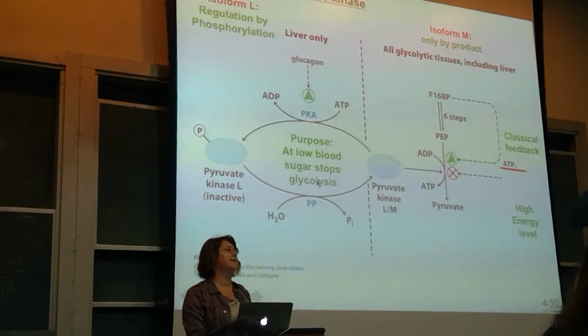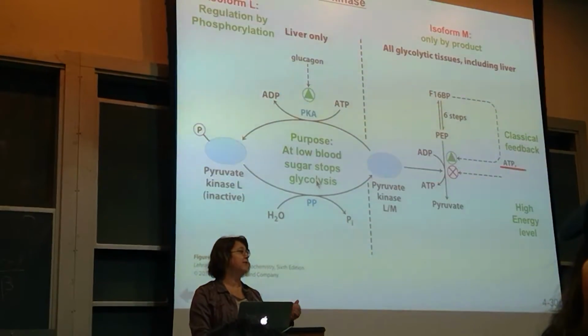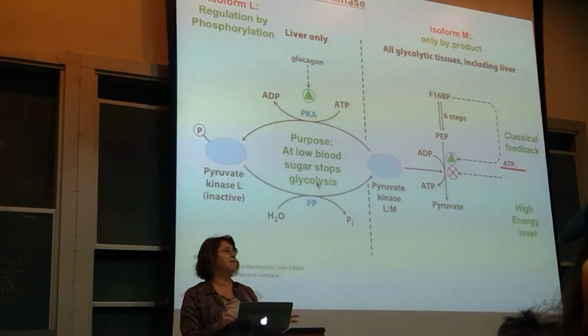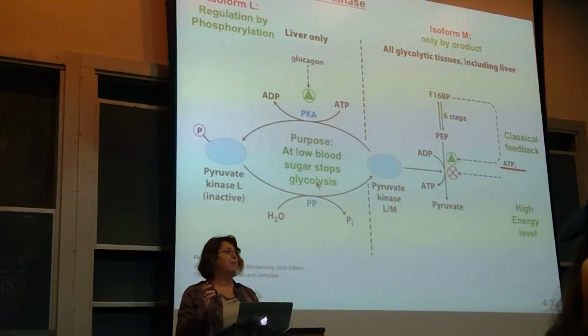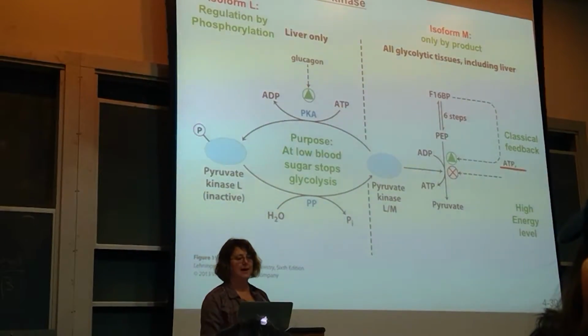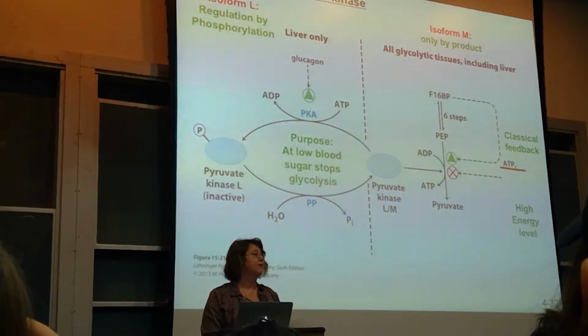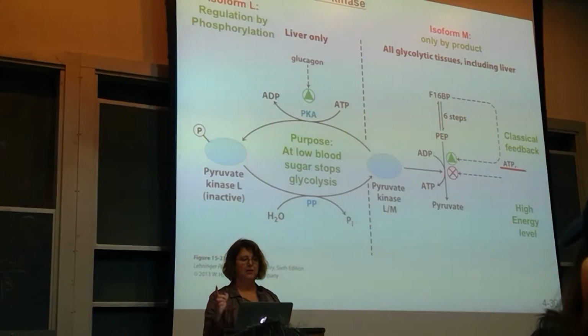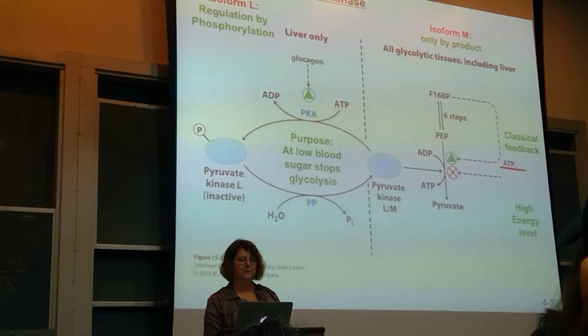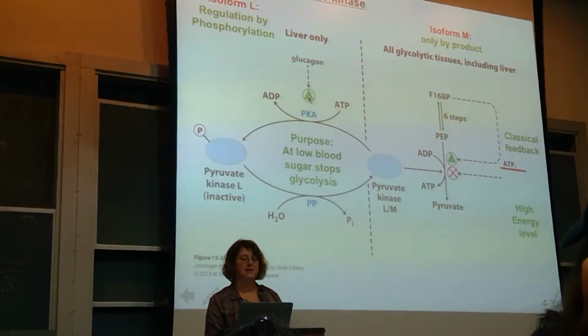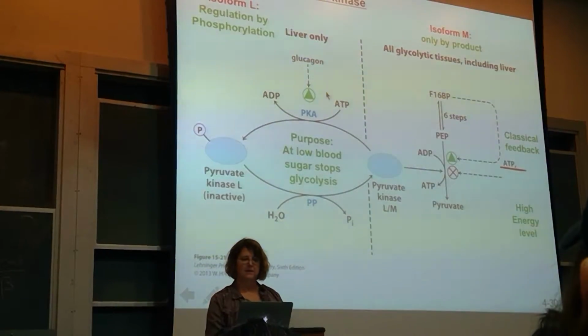So if there are low blood sugar levels, it's a way of controlling it at the last minute to say, okay, we don't want to use up ATP, we want to slow down the rate of this reaction in order to have more glucose in the bloodstream. You're going to look at that more in a minute, and you'll notice that glucagon is regulating this.